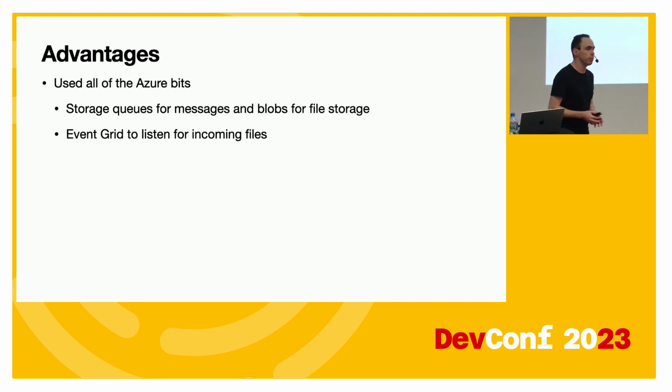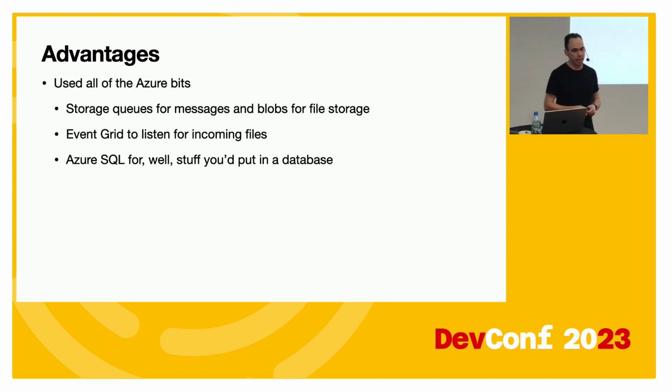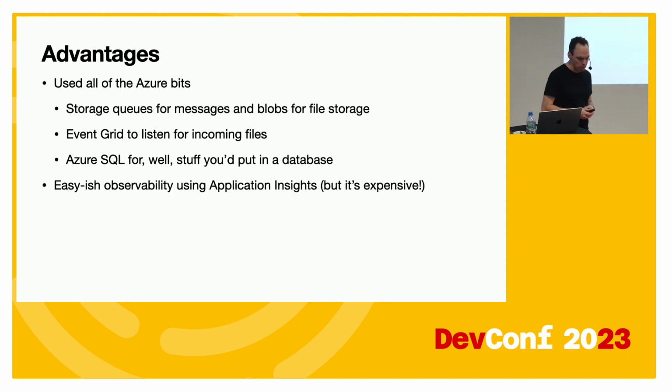We've got Event Grid for listening for incoming files, and Azure SQL for stuff that you put in the database. In this case, it was Postgres, but SQL Server would have had the same problems that they encountered. And then, of course, there was easy-ish observability using Application Insights.